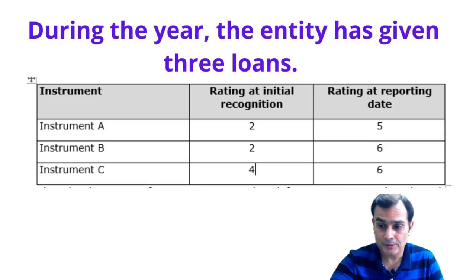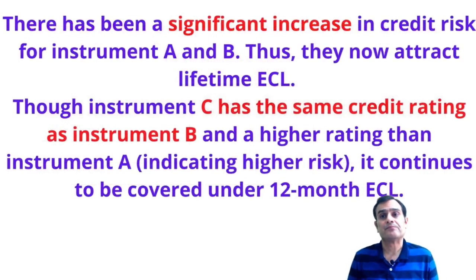Isn't that interesting? So the conclusion I've written is that there has been a significant increase in the credit risk for A and B because the credit ratings have increased by 3 or more. That means a switch over to lifetime ECL. Though C and B have the same credit rating on the balance sheet date, the credit risk change in terms of B is significant, but in terms of C, the credit risk change is not significant. So C would continue under a 12 months ECL approach. Pretty interesting indeed. So that's all in this video.